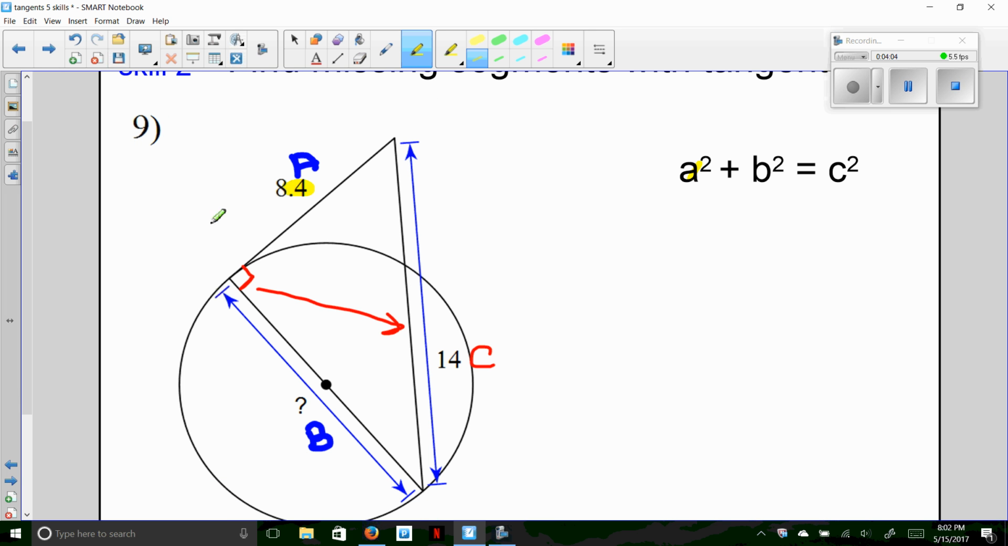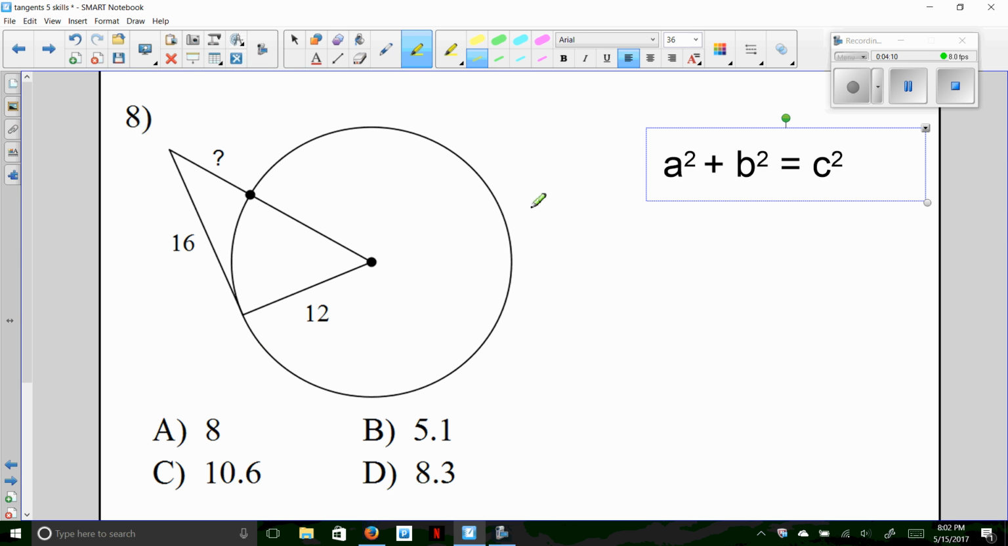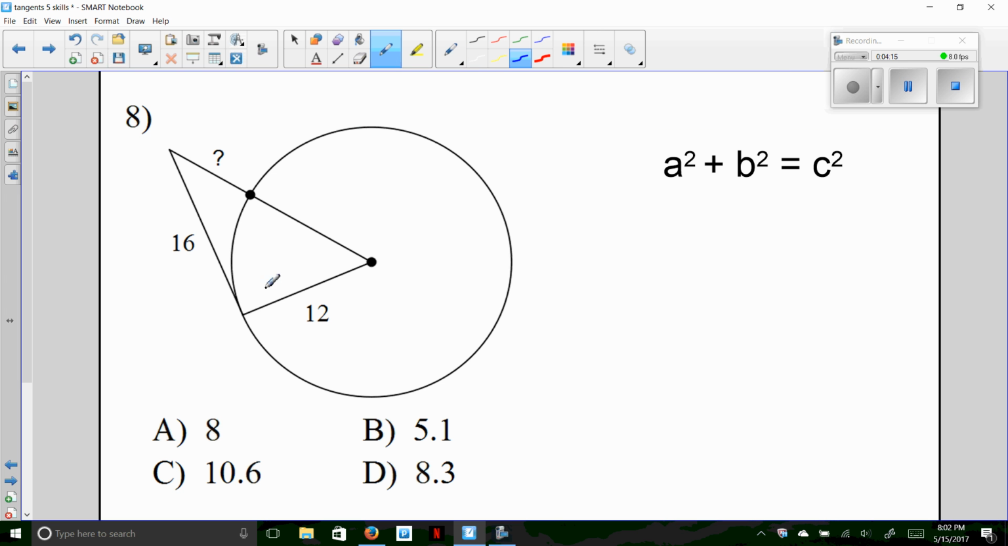Of course, this looks nice and easy, but again, they're going to give you the data in a little bit of a different way. So here's a problem, finding the missing segment. I have to first recognize my right angle. It's never in the middle of the circle, it's on the edge. And this portion is my hypotenuse. Well, I only need a certain amount of it.